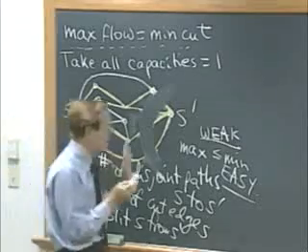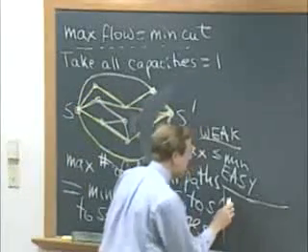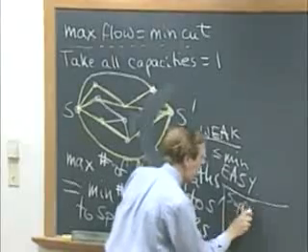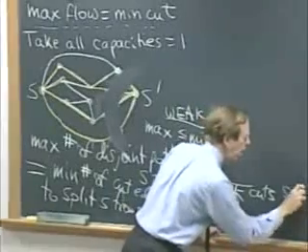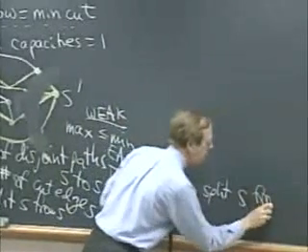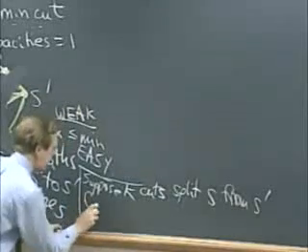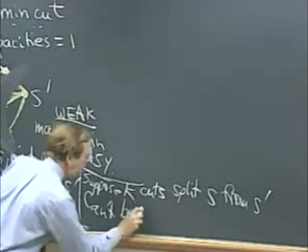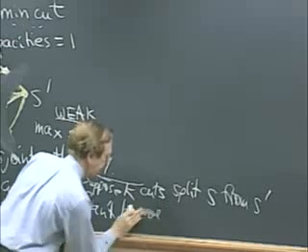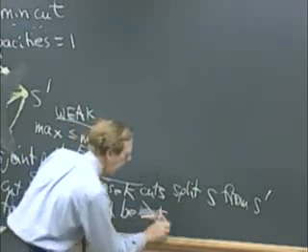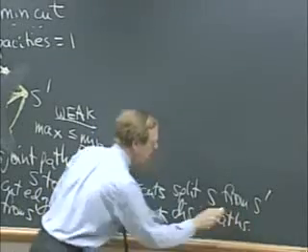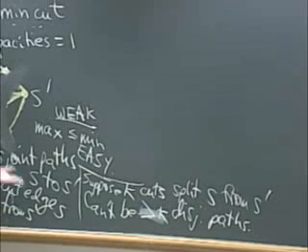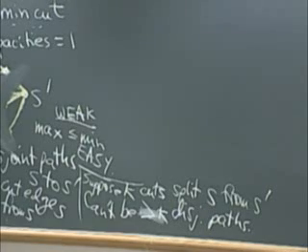Let me say that again. Suppose K cuts split S from S prime. Then there can't be greater than K disjoint paths, because if there were more than K disjoint paths, then I didn't cut them all. And then I haven't separated the source from the sink.